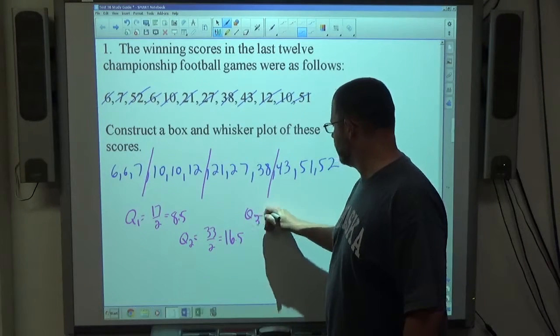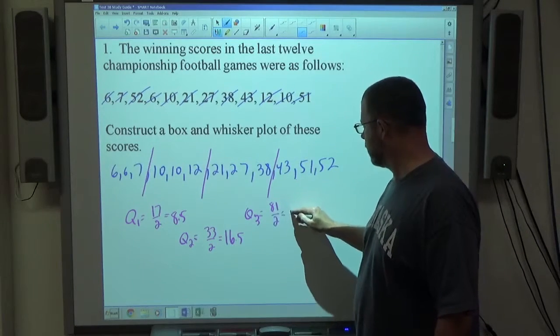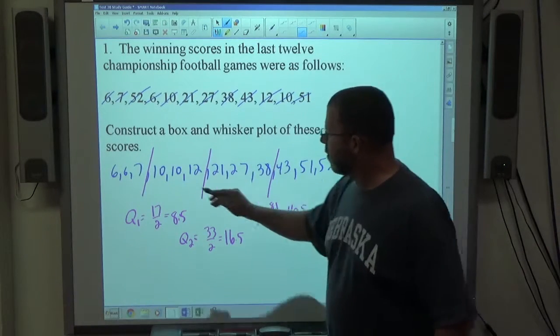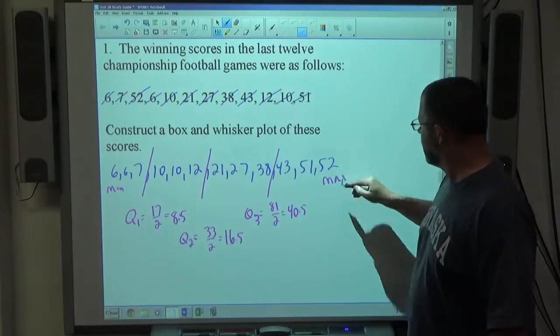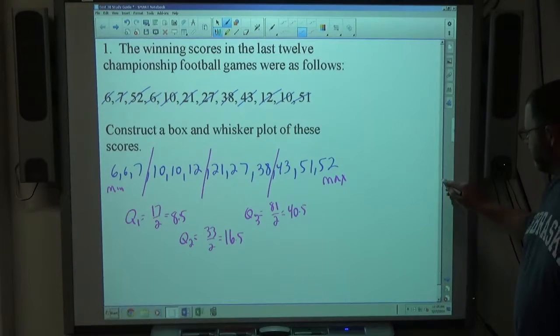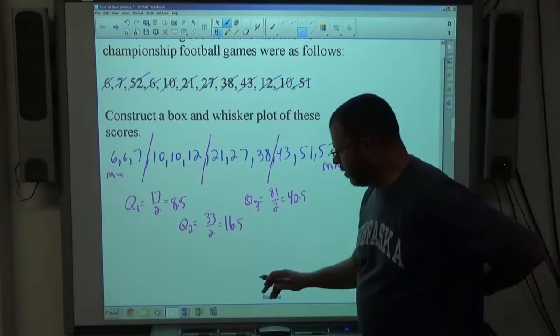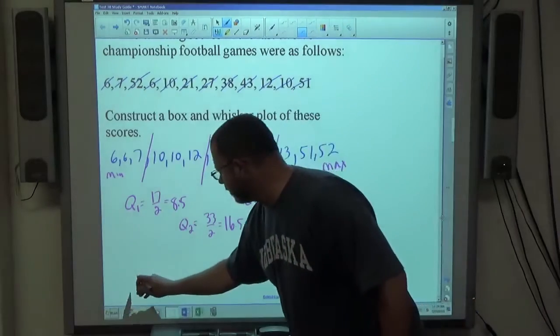Quartile 3 is simply going to be the average of 38 and 43. That'll be 81 over 2, which is 40.5. Then we have our minimum score of 6 and our maximum score of 52. So to create the box and whisker, we're going to use these 5 numbers. And usually you do this with a scale, but I'm just going to ballpark it, and that'll be fine for the sake of the test.